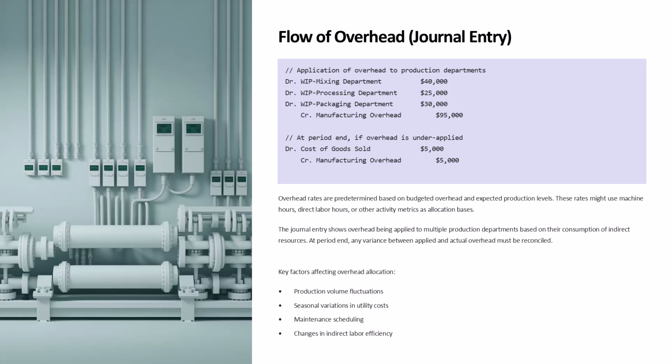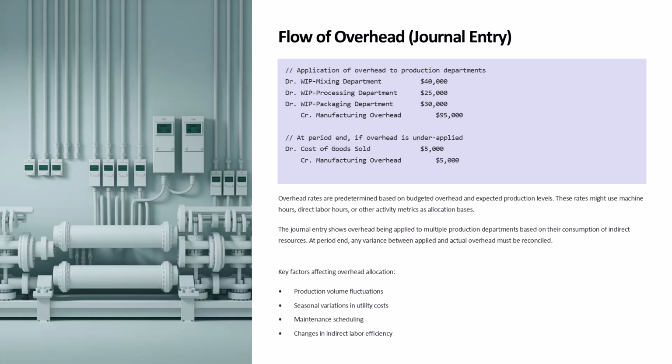A typical entry might look like: Dr. WIP Mixing Department, $40,000; Dr. WIP Packaging Department, $30,000; Cr. Manufacturing Overhead, $70,000. Picture a semiconductor fabrication plant where massive overhead costs for clean rooms, specialized equipment, and quality control systems get distributed to wafer production, etching, and testing departments.